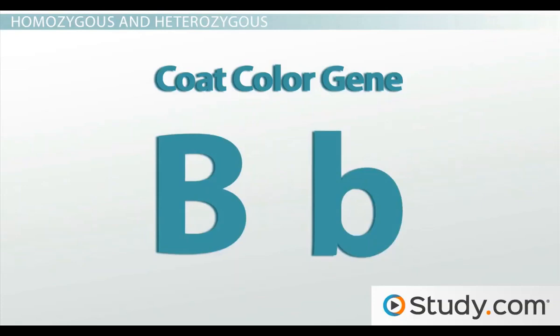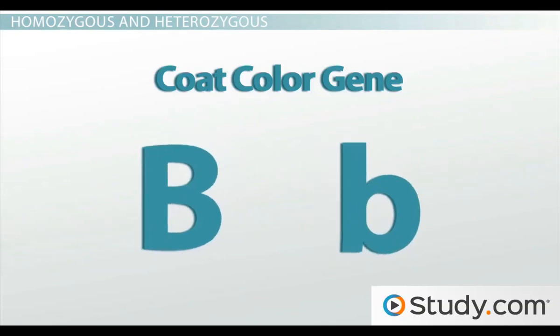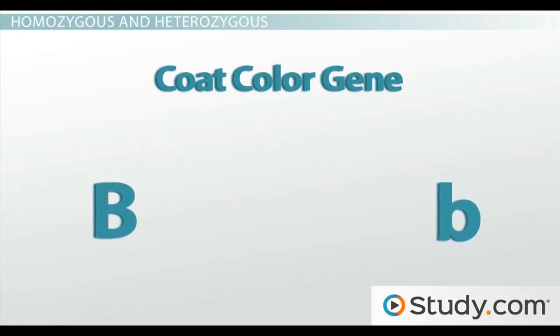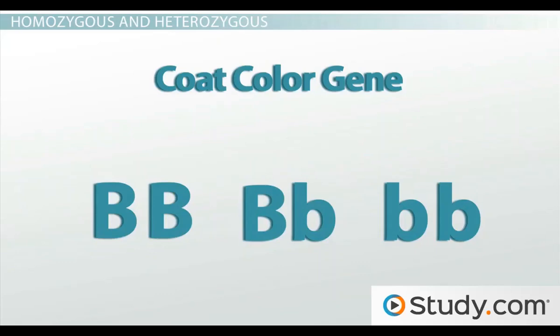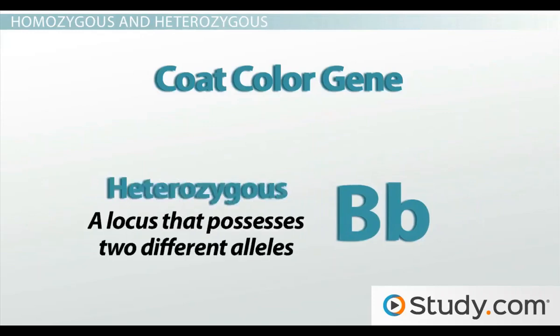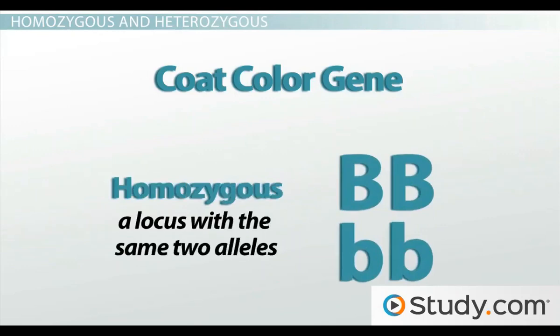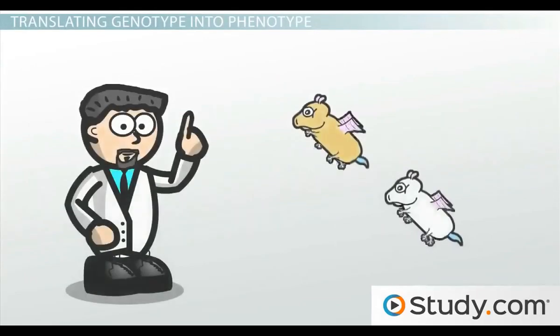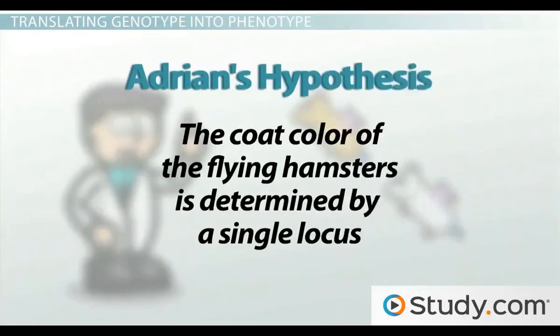Because the flying hamster is diploid, it also means that it could have 2 copies of the same allele. I could have 2 big B's, or I could have 2 little b's in the same organism. I could also have a scenario where I have 1 of each kind of allele in a given hamster. We refer to a locus that has 2 different alleles as heterozygous, and one that has 2 copies of the same allele, homozygous.